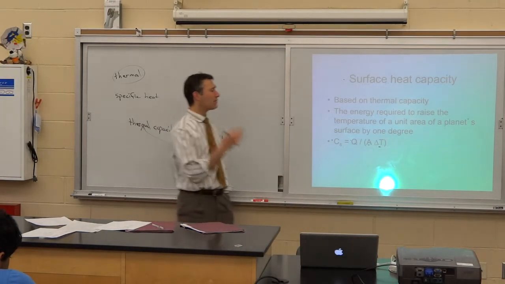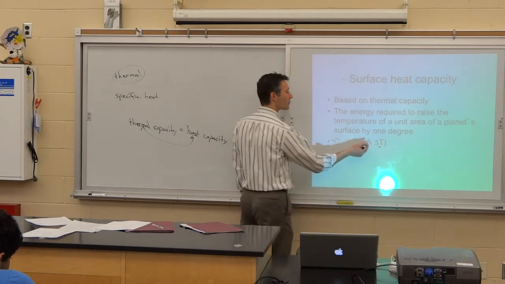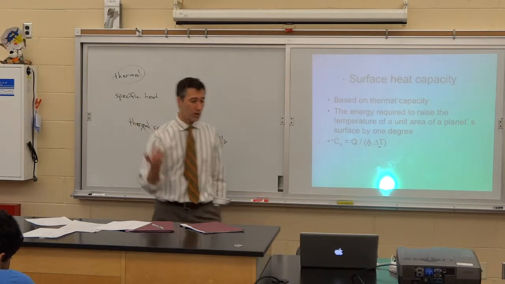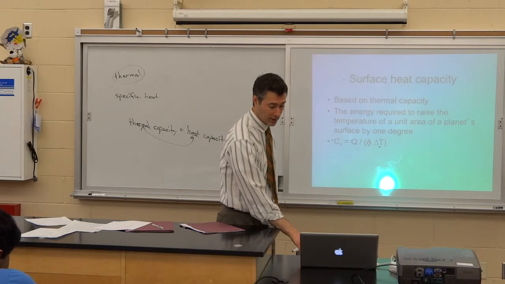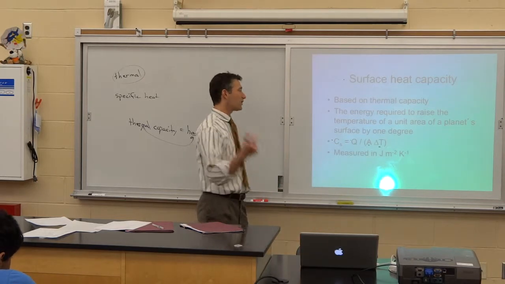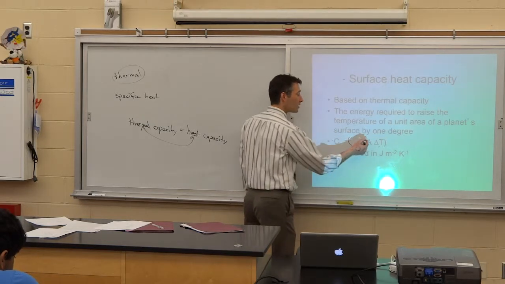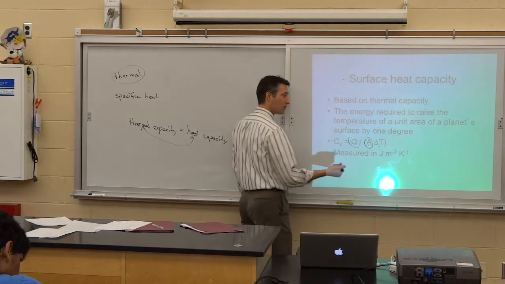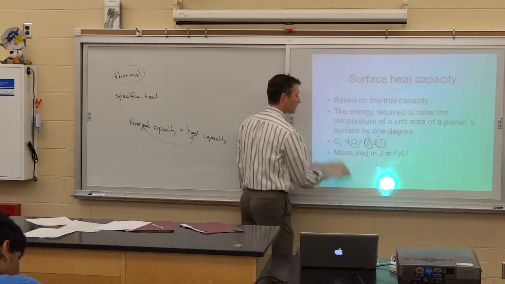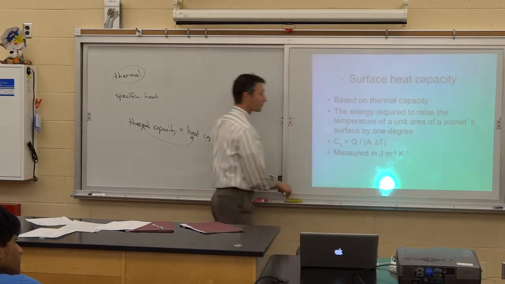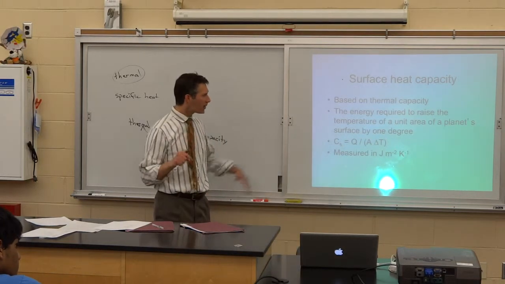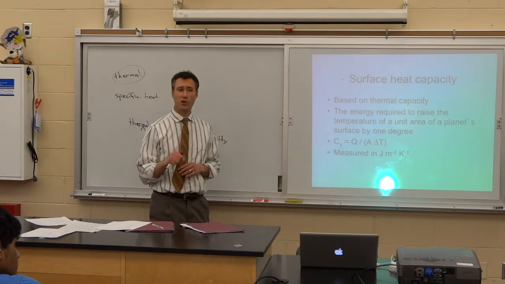So it's actually the same definition as thermal capacity, except we have this area term built in. So the unit that surface heat capacity would be measured in would be the unit of heat, which is joules, divided by the unit of area, which is meters squared, and the unit of temperature change, which would be Kelvin. All right, questions from anybody about this definition of the surface heat capacity?